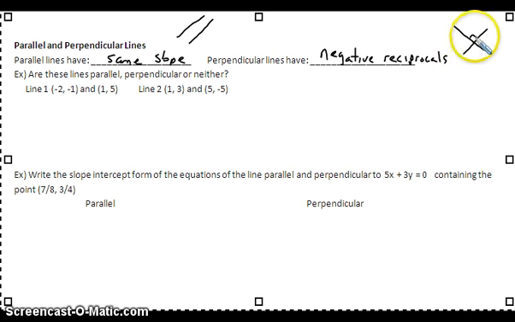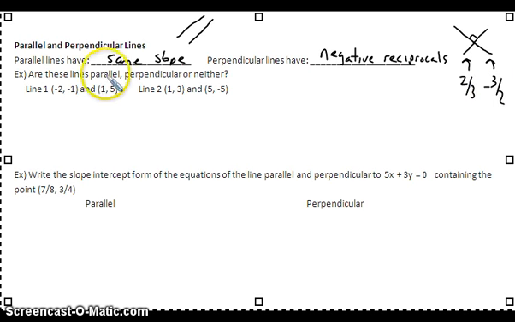For example, if I knew that the slope of this line was 2/3, then the slope of this line, if I knew that it was perpendicular, would be negative, and then take the reciprocal of this, 3/2. So this is an example of what I mean by negative reciprocals.